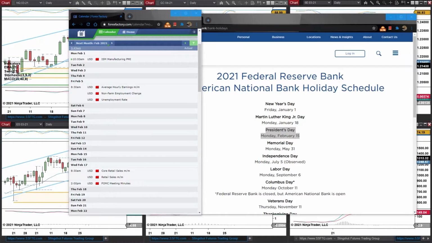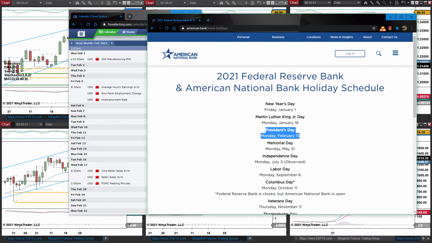So first up, looking at the holidays going on into the month of February, the only one that we've got to worry about is President's Day. That's going to be on Monday, February 15. That'll be the only day that the markets will be closed, at least as far as the bank holidays go.